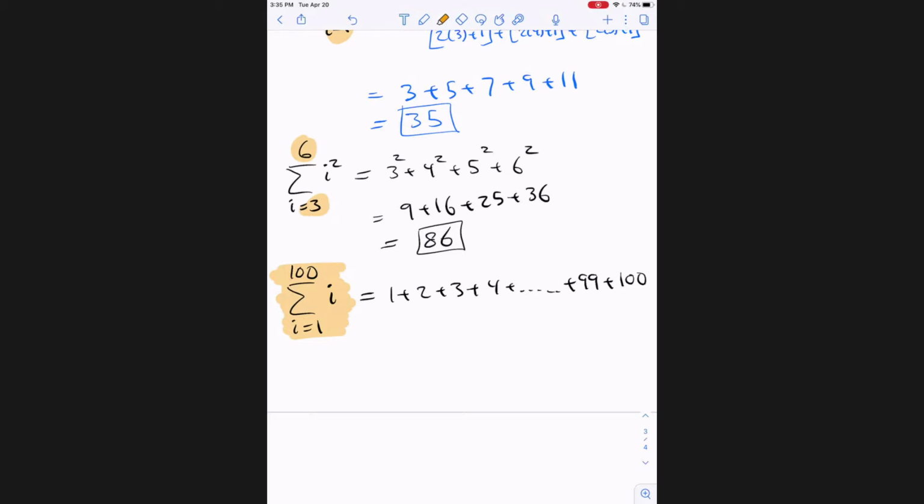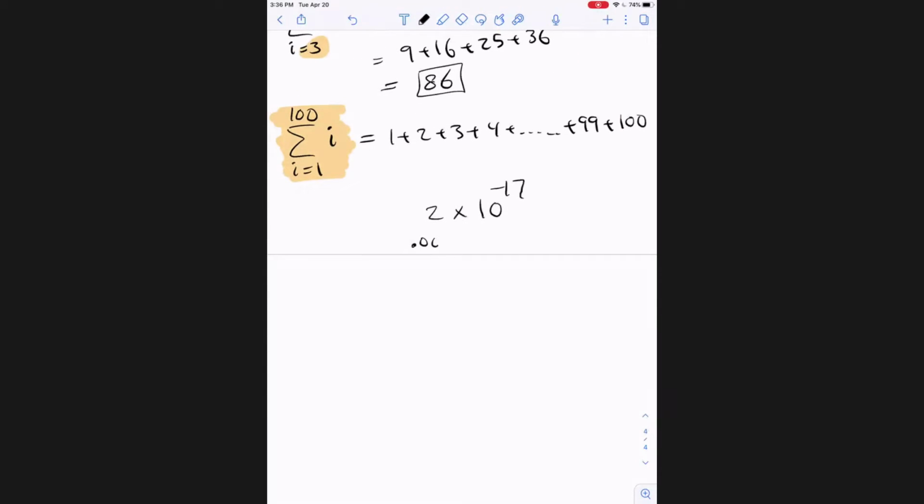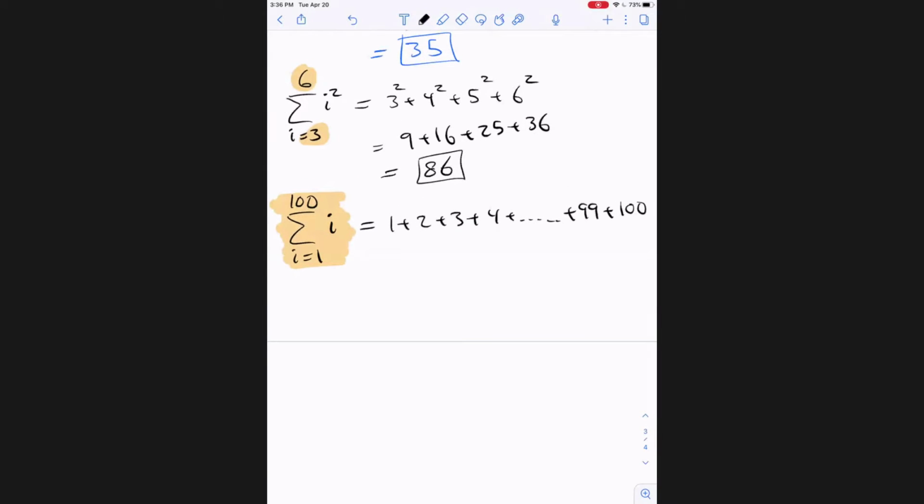It's kind of like scientific notation in chemistry class. You would write 2 times 10 to the minus 17th power, instead of writing 0.0000 and a bunch of zeros before the 2. That's what sigma notation does. All right, by the way, what is the sum of the numbers 1 through 100? We'll do that in a second.